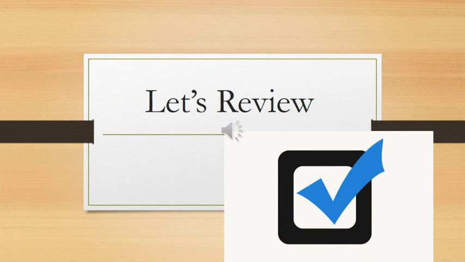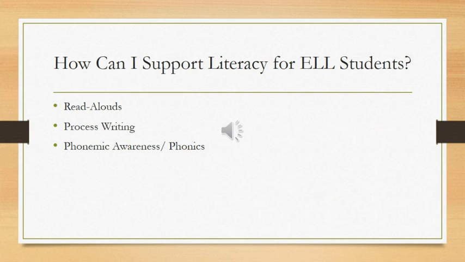So let's review. So, 3 strategies you can use to support literacy for ELL students that we discussed today are read alouds. And read alouds show students that reading is fun and it supports their oral language development. The second was process writing. Process writing is also known as the writer's workshop, where we model the steps of writing and then give those students that support in their independent writing. And the last one would be phonemic awareness and phonics, which supports that word and letter recognition to carry over into their reading skills and help them meet those grade level needs.